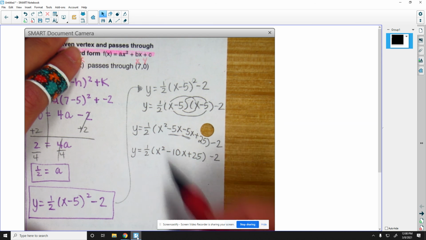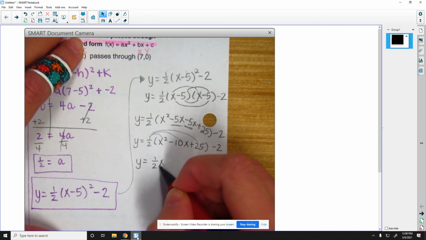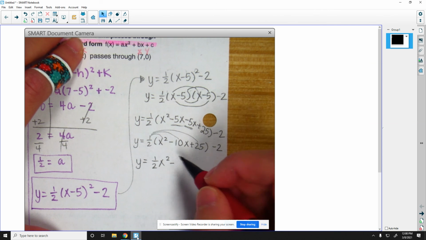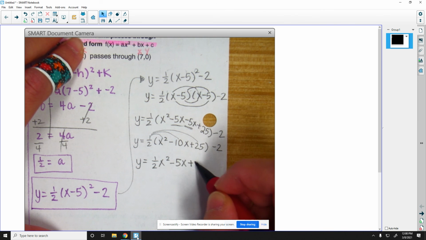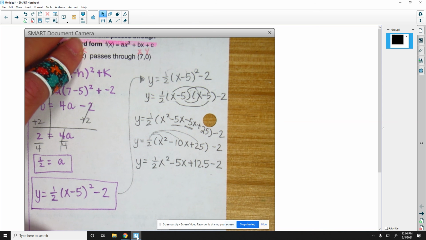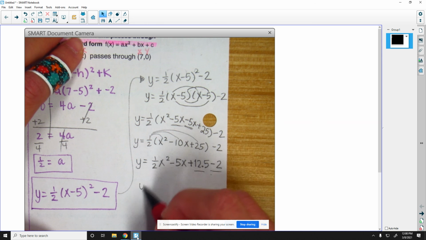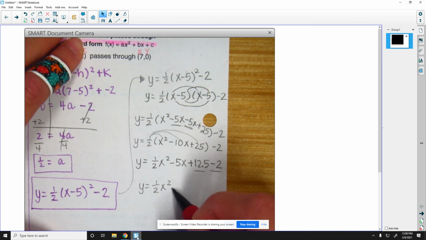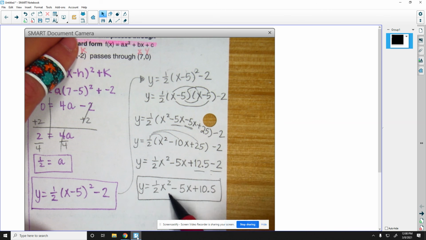Okay, now I distribute. So I have y equals 1/2 x squared minus, what is half of 10? 5x plus half of 25 is 12.5. Don't forget, you still have the minus 2 there. Okay, almost done. So let's just combine these like terms, right? So don't you just have y equals 1/2 x squared minus 5x plus 10.5, because 12.5 minus 2 is just 10.5. Oh, that was it. That's how I changed from vertex form to standard form.